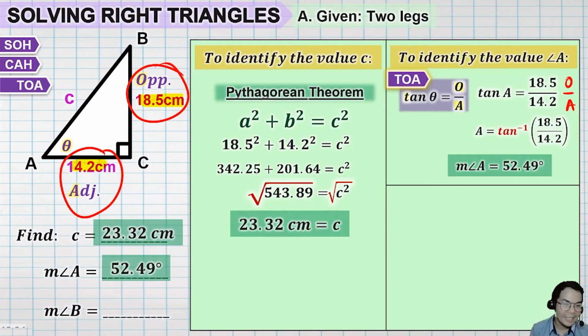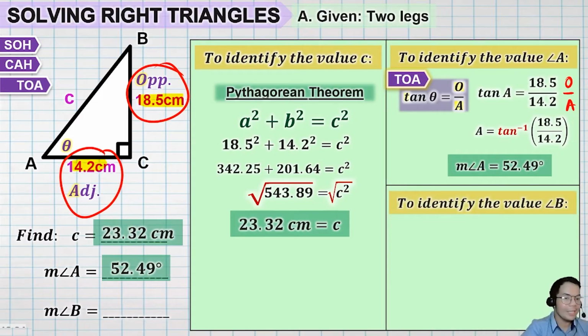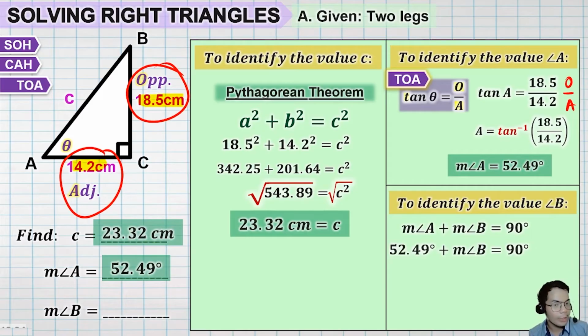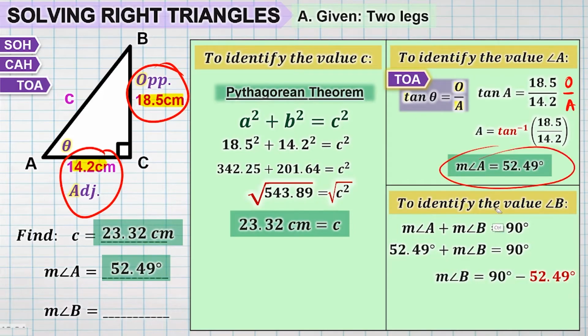Okay. Ngayon, hindi na ganun kahirap para malaman or para ma-identify yung value ni angle B. So, dito, ang gagawin na lang natin is, since pag pinag-add mo yung sukat ng angle A at ng angle B, ang sum lang nila ay 90 degrees, ibig sabihin, kung ang angle A mo ay 52.49 degrees, iisip ka na lang ng number na pag in-add mo kay 52.49 is equal to 90 degrees. In other words, subtract mo na lang. Di ba? Yung 52.49 na nakuha mo as value ni angle A para makuha yung value ni angle B. So, that's gonna be 90 minus 52.49.